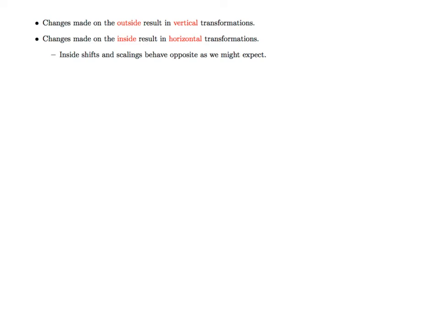And so far we've looked at vertical and horizontal shifts when we add and subtract things on the inside and the outside, and vertical and horizontal scalings when we multiply by a factor either inside or outside. And so a couple of things to summarize, and that is these outside transformations result in vertical transformations. So they're going to affect the y coordinates but leave the x coordinates of each point alone.